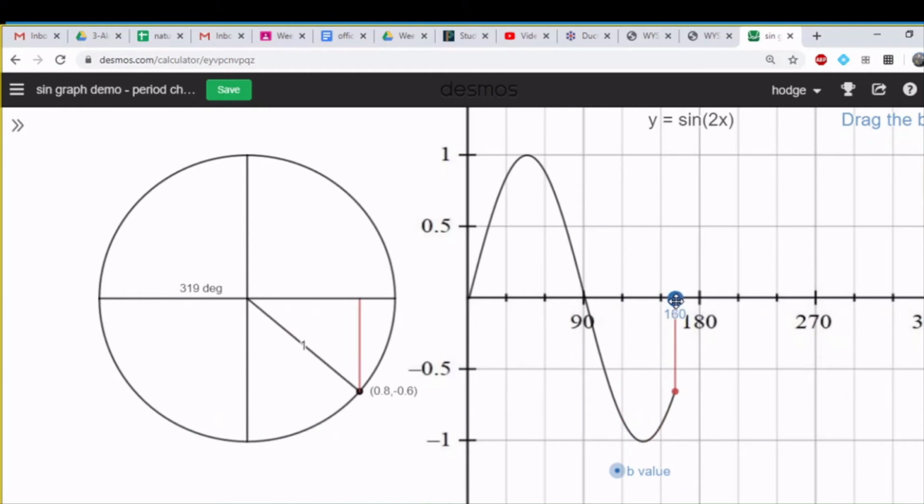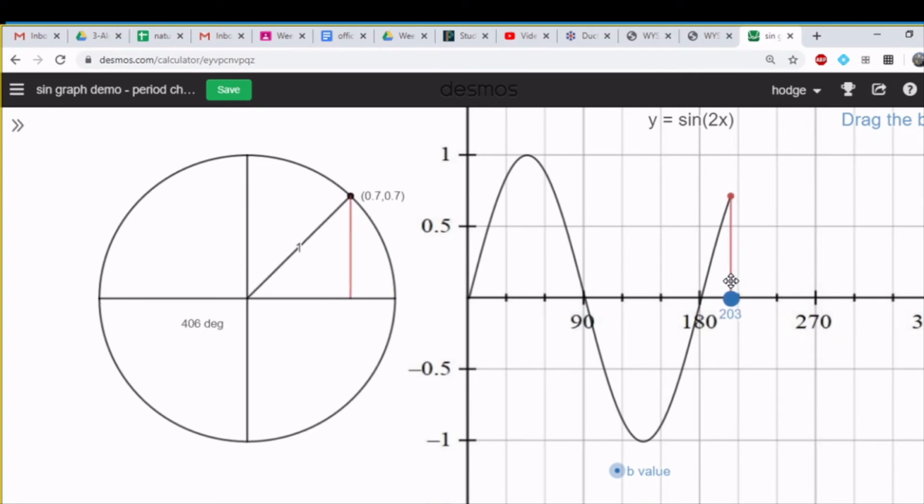So by the time I get to 180 here, we're going to be all the way around the circle. We'll have completed a full wave. So now what's called the period takes us from 0 to 180 to complete a full wave. The period is now 180 for this graph. Once we get here, we just go around the circle again.